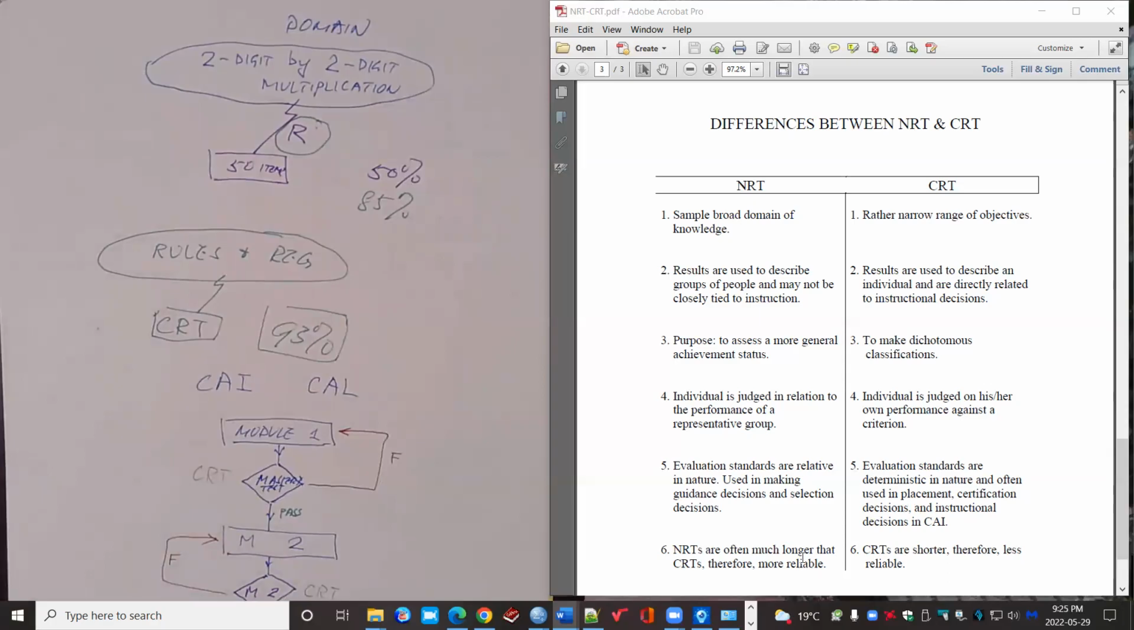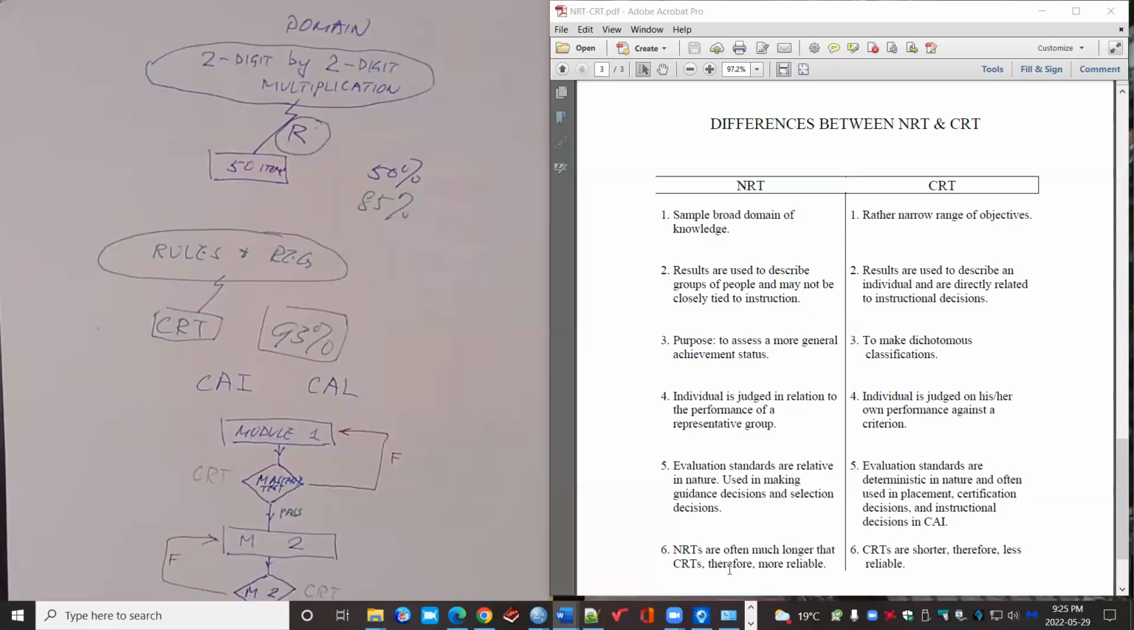NRTs are often much longer than CRTs. Here we may have, let's say, 400 items. Okay. So therefore more reliable. Now, not always, but normally, the longer a test is, the more reliable the test is.